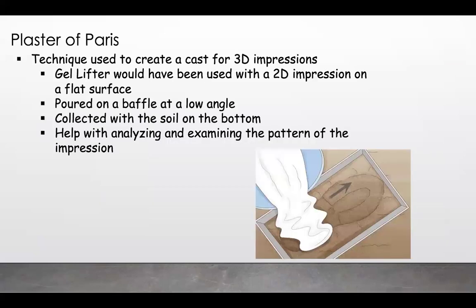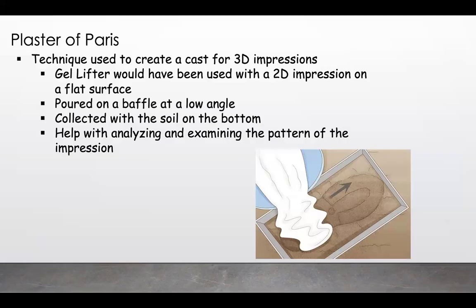So next we're going to go into some of the techniques that we could have used in this as well. So our first one was plaster of Paris. It's a technique used to create a cast for 3D impressions. Gel lifter would have been used with a 2D impression on a flat surface, as well as the electrostatic dust lifter. It's going to be poured on a baffle at a low angle, collected with the soil on the bottom, and helps with analyzing and examining the pattern of the impression.